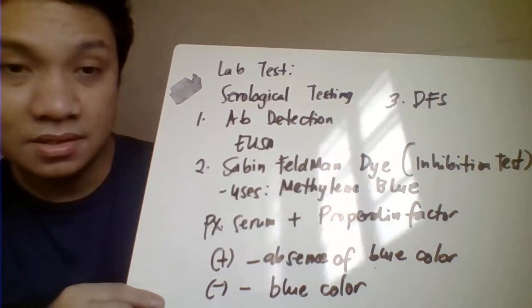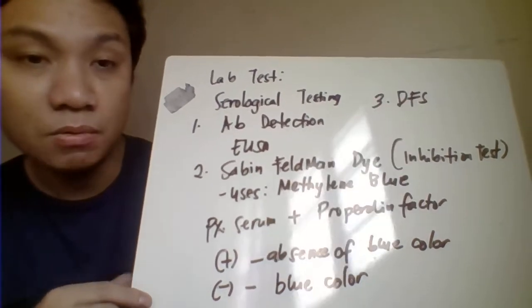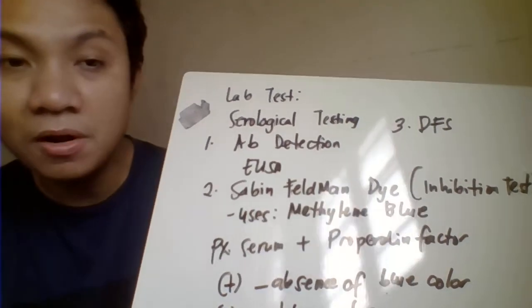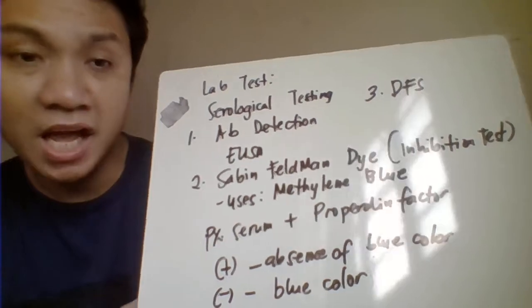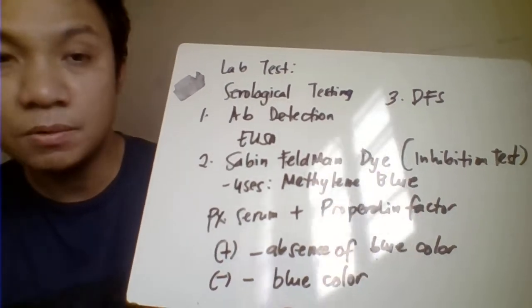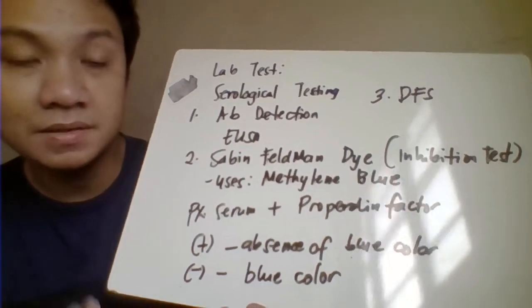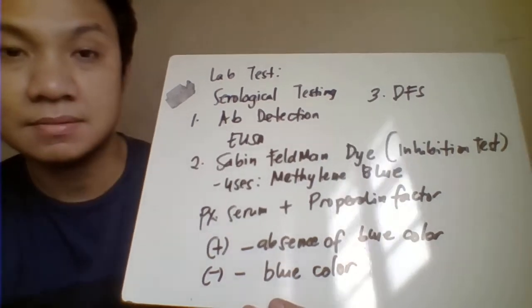And then we also have the Sabin-Feldman dye inhibition test. Okay, so you are using methylene blue as your indicator. If there is color, that will be considered negative. In the absence of the blue color, then we consider it positive, because again, that one is an inhibition test.